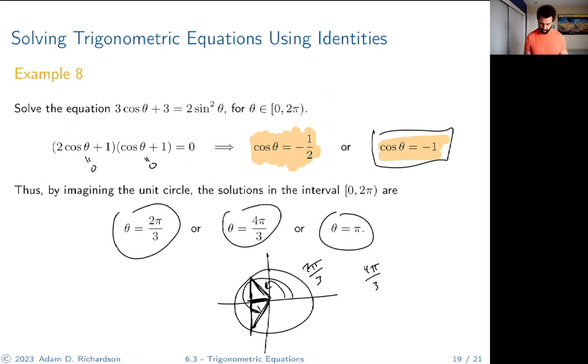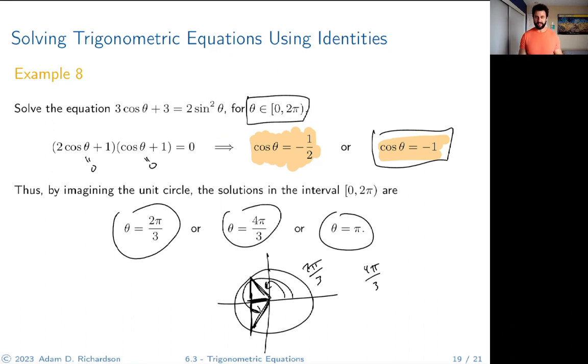Now, notice in this problem, we are actually restricted. So we found the answer. It's those three solutions, and those are the only solutions in that interval from 0 to 2 pi. If we didn't have that restriction, we'd have to consider the repetitions. We'd have to add 2k pi, and so on and so on.